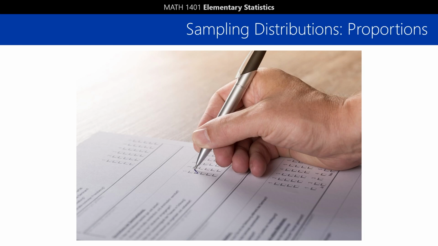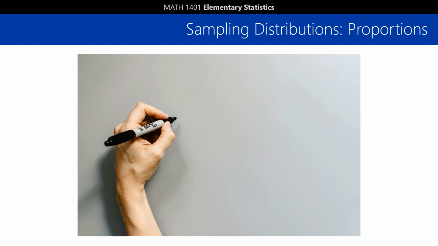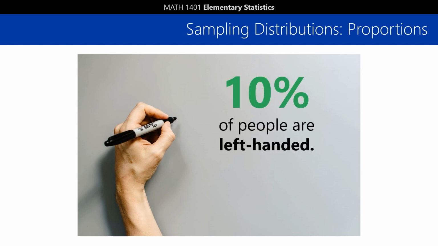Speaking of population, do you happen to know what percentage of the human population is left-handed? Turns out it's about 10%. Maybe you're even one of them. This is something that we call a population proportion. About 10% of all the people in the world are left-handed. We usually represent a population proportion with the letter P for proportion.